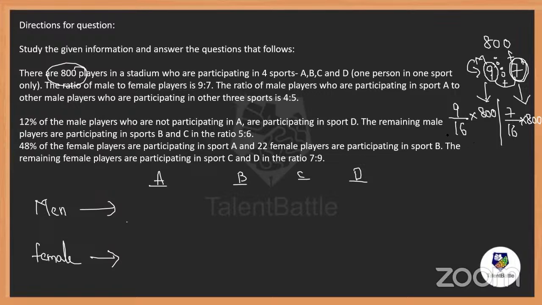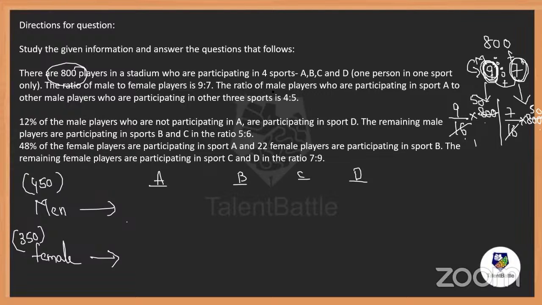This is how you always find the ratio: number of parts by total. If it is men, how many are there? 9 by total 16 into 800. Next, 7 by 16 into 800. So how many men? Cancel. Total 450 men will be there and the remaining will be the female, or you can cancel it here, 350 female. So the total 800 people is divided like this: 450 male and 350 female. Okay, this is done first.